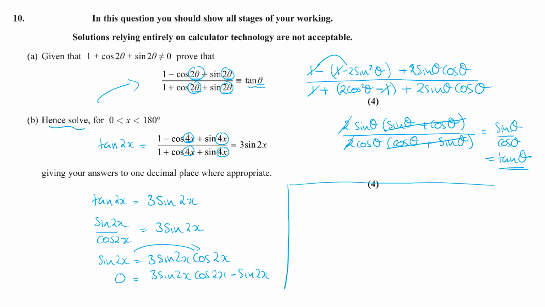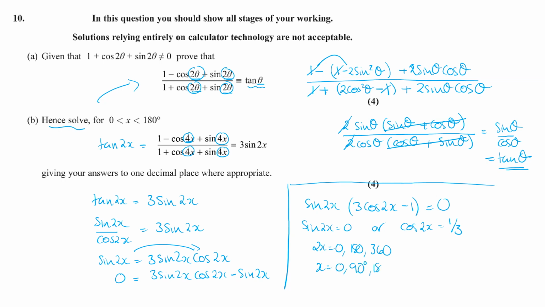And then if I take out sine 2x as a common factor, I will have 3 cos 2x minus 1 is equal to 0. Now, two things times together, either the sine 2x is equal to 0 or cos 2x is equal to a third. Now, where does the sine graph equal 0? 2x will have to equal 0, 180 degrees or 360. So x is going to equal 0, 90 degrees or 180 degrees.